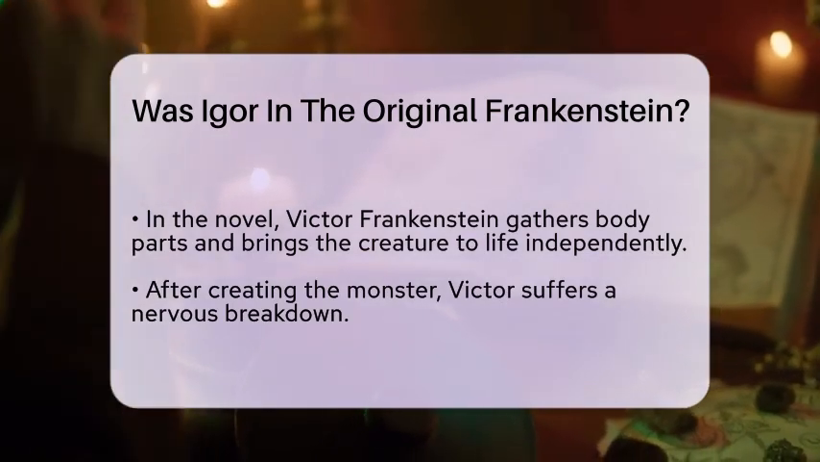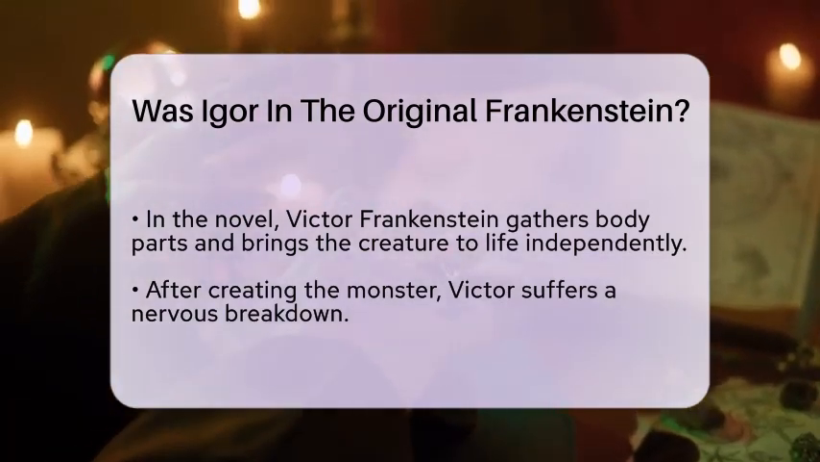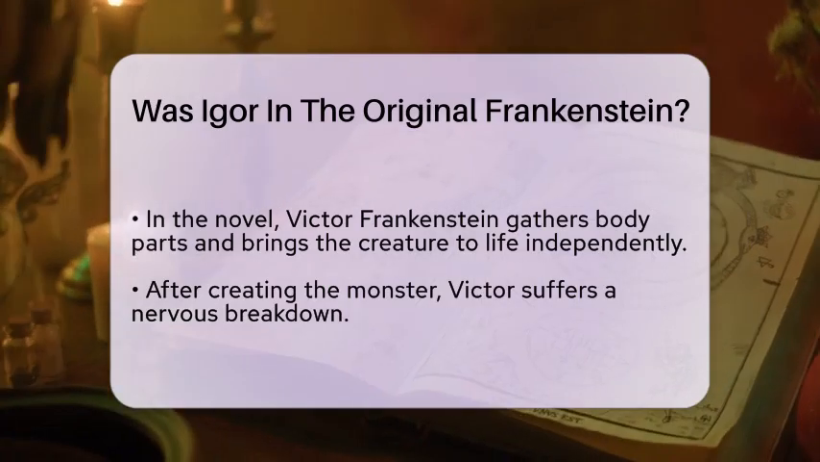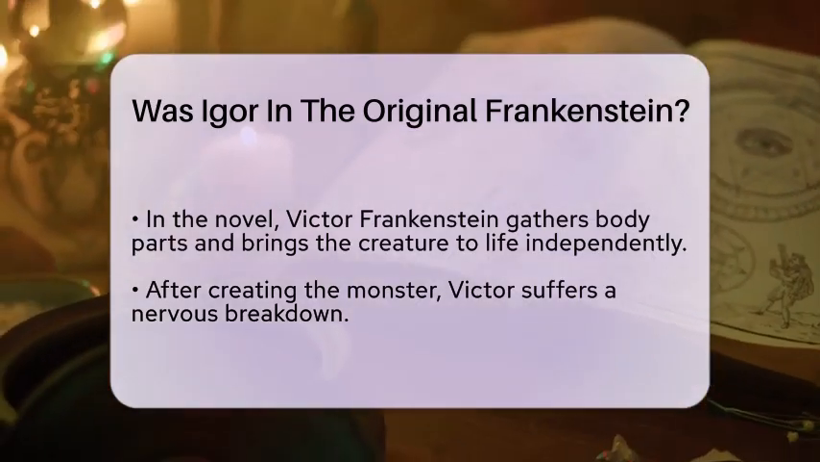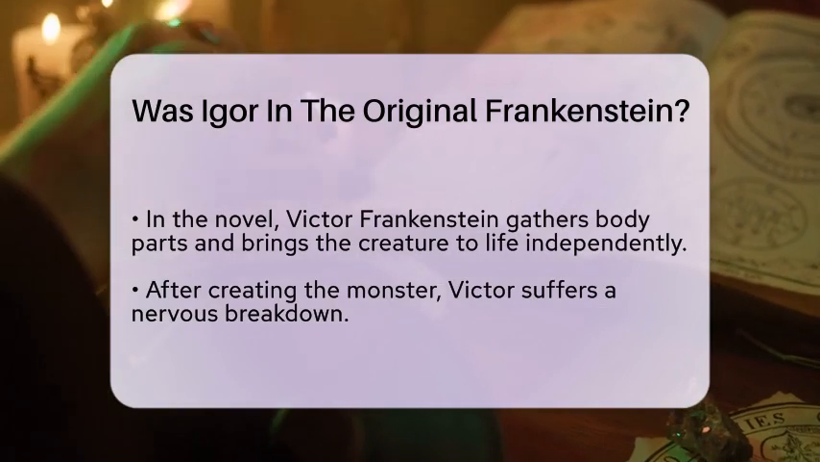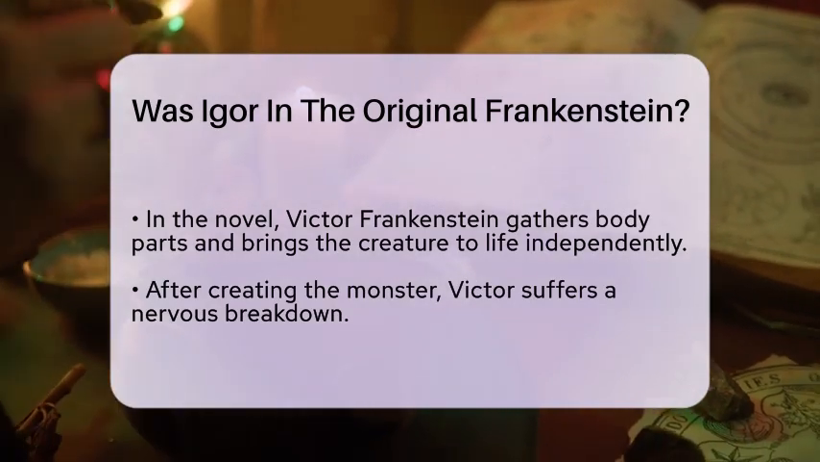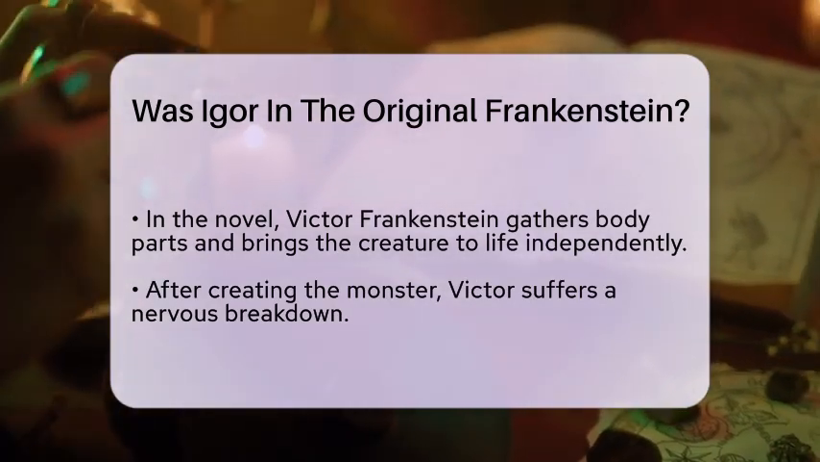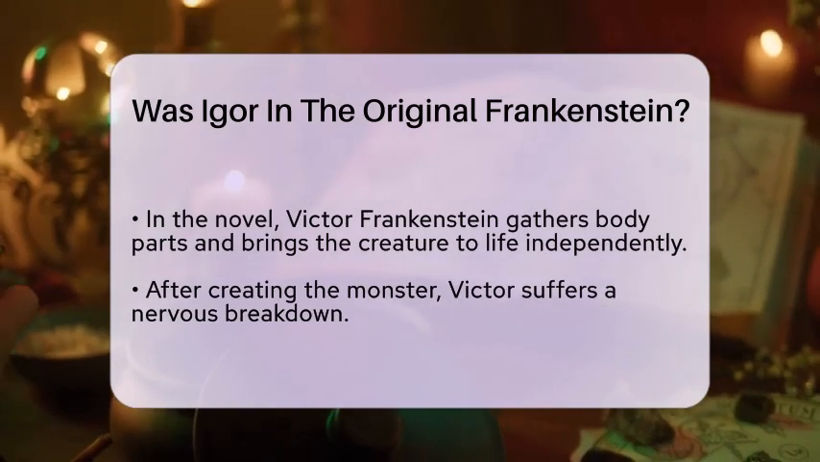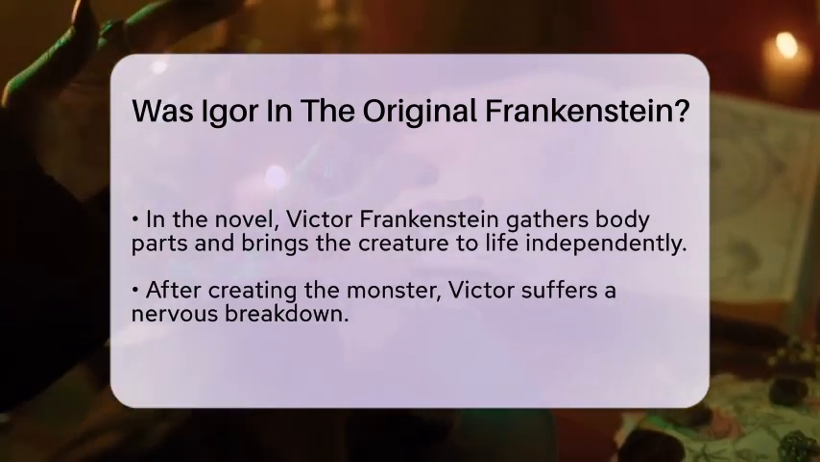Was Igor in the original Frankenstein? If you've watched any of the classic Frankenstein movies, you might remember a character named Igor, often depicted as a hunchbacked lab assistant. But did this character exist in Mary Shelley's original novel? Let's take a closer look.